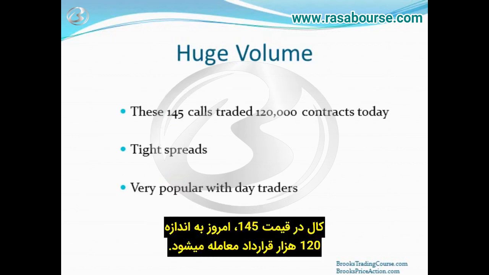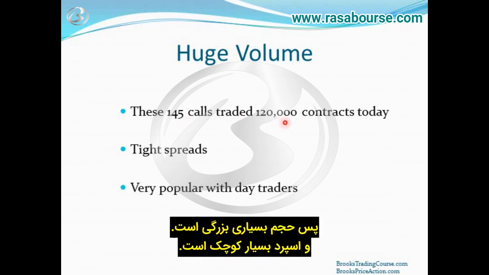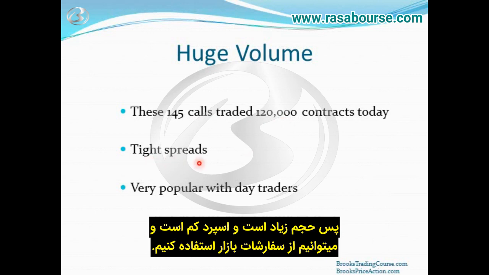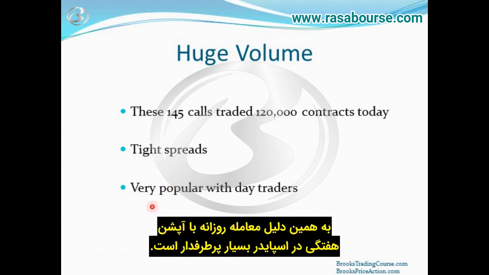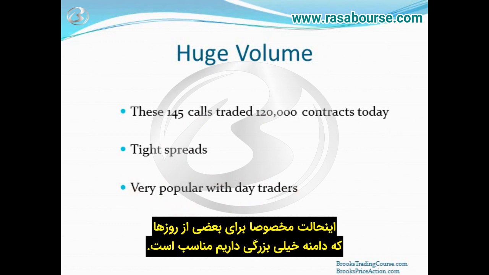Those 145 calls today traded 120,000 contracts, so huge volume, and the spreads are extremely tight. And because of that volume and the tight spreads and the ability to use market orders, and because of all the other advantages that I mentioned, day trading spider weekly options is extremely popular with traders, especially during unusual days where the range is exceptionally large.